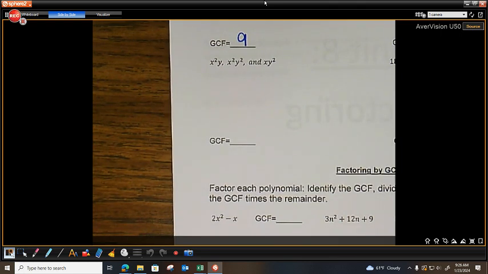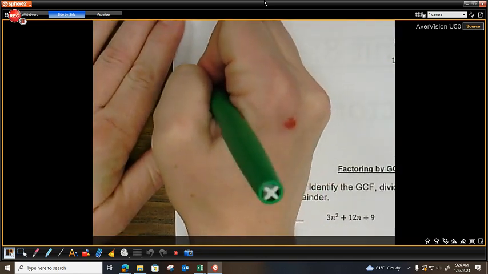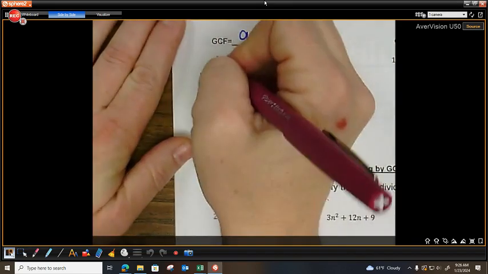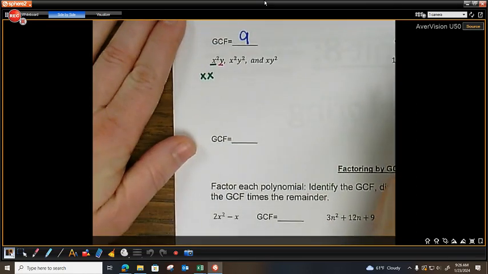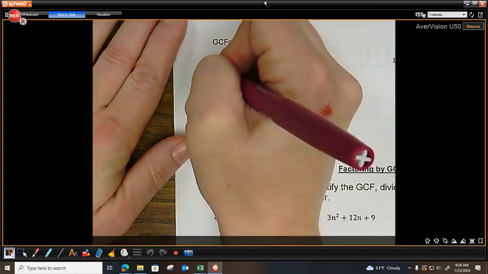What's x squared mean, guys? Come on. X times x. You have x twice. You have 2 x's. So, I'm going to write this out as x. Now this y, does it have an exponent? No. So do I have it multiple times or just once? So I'm just going to write it once.